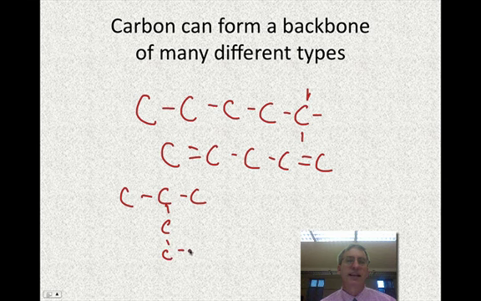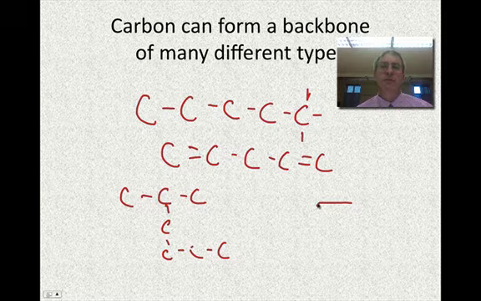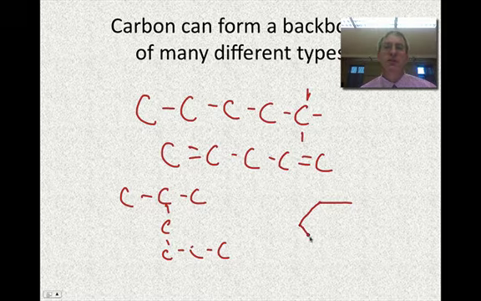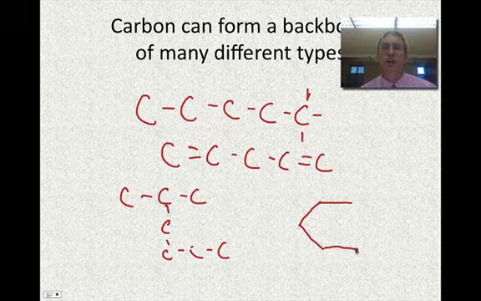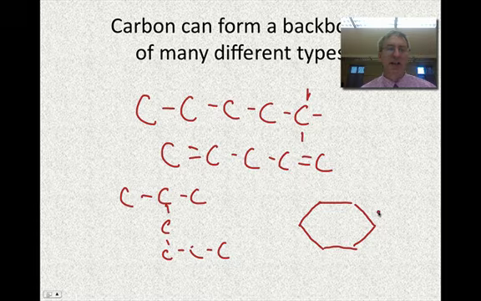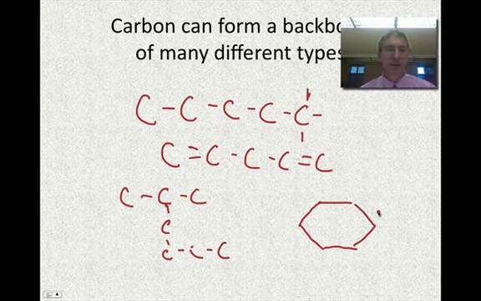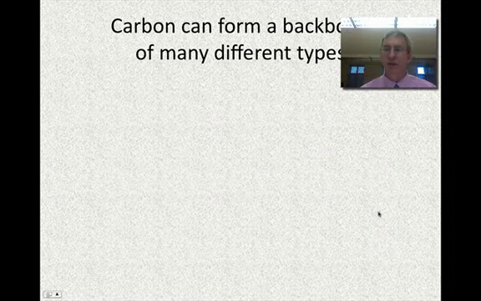something like this, and these shapes will help determine the function that's performed. And in many cases, carbon will even form, and it's difficult for me to draw this, I was never very good at art, ring-shaped structures. And we'll see many ring-shaped structures in biology class. But carbon can basically form many different configurations of atoms.